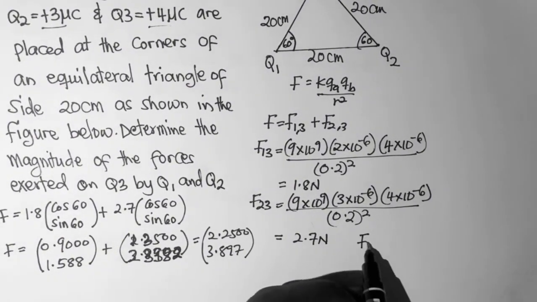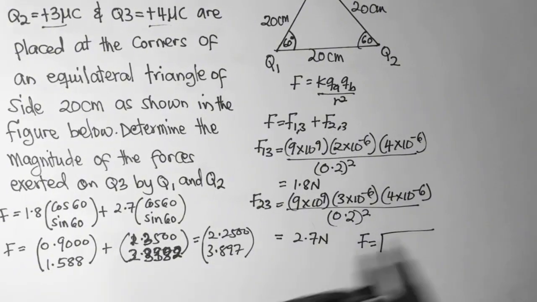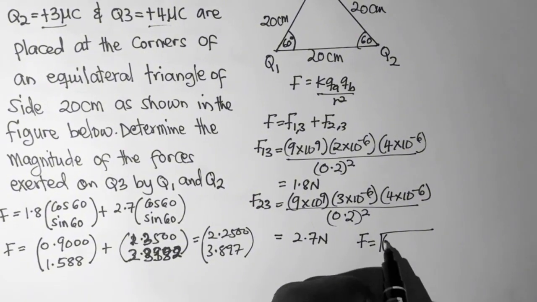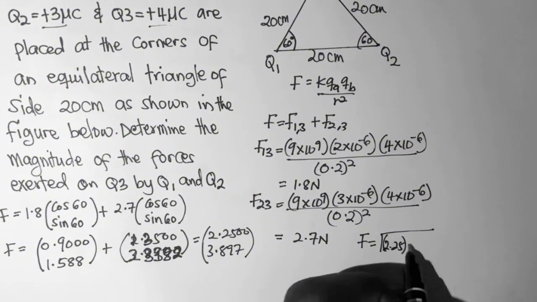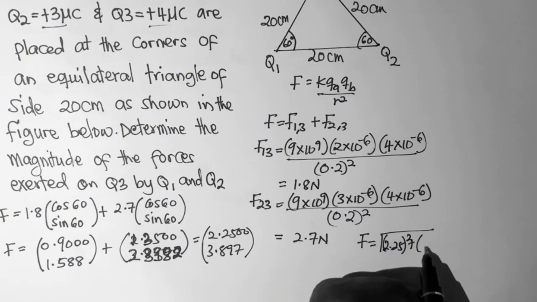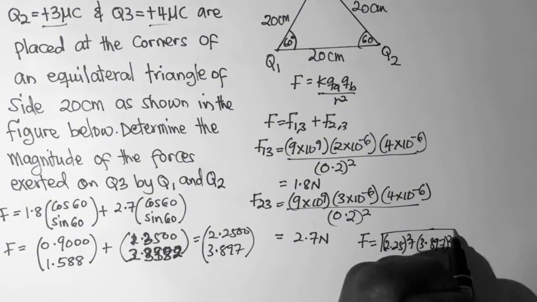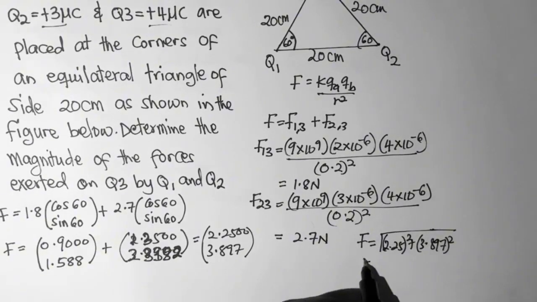So the force F, we just have to find the magnitude of this vector, which is the square root of 2.25 squared plus 3.897 squared. And if you do this, you are going to get 4.49 newtons.